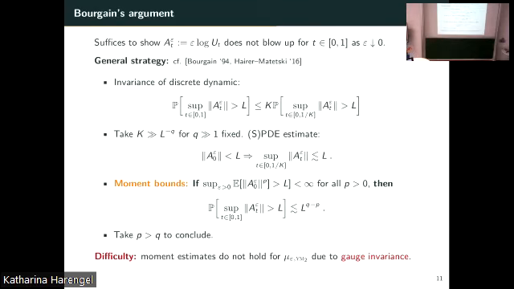So what's the difficulty? What was the difficulty for us? The difficulty is with moment estimates of this type. If you just sample a gauge field according to one of these discrete Yang-Mills measures, there's no way it's going to satisfy a moment estimate of this type. And this is because of gauge invariance.